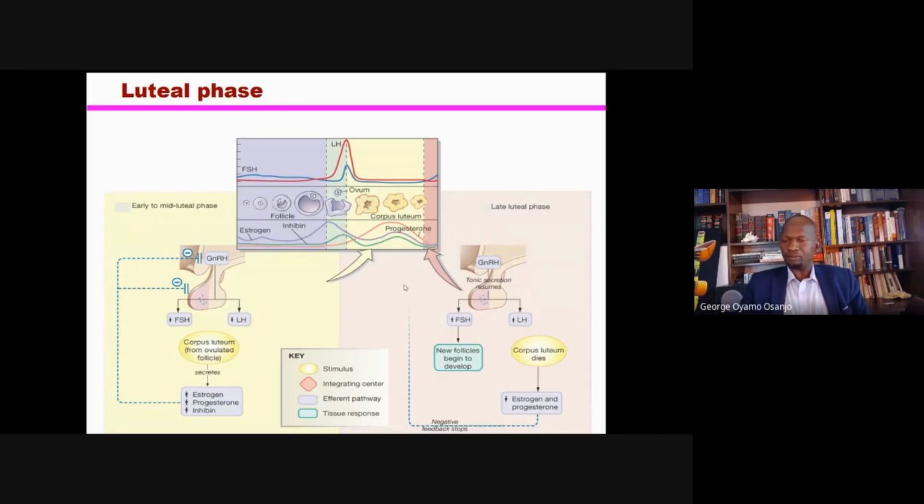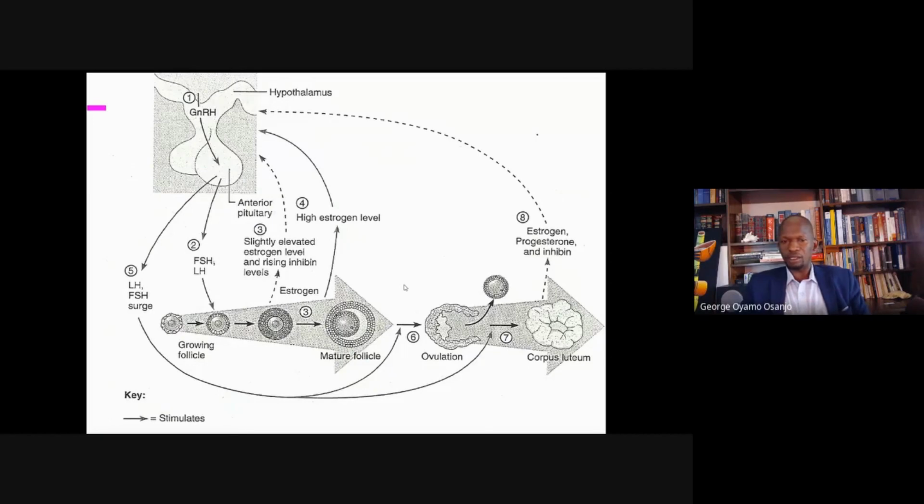So basically, we've seen in this lecture the anatomy and the physiology of the female reproductive system. We have also looked at the regulation of the menstrual cycle in terms of the phases of the menstrual cycle, and the regulation by the hypothalamic-pituitary-gonadal axis. So that then will bring us to the end of this session.